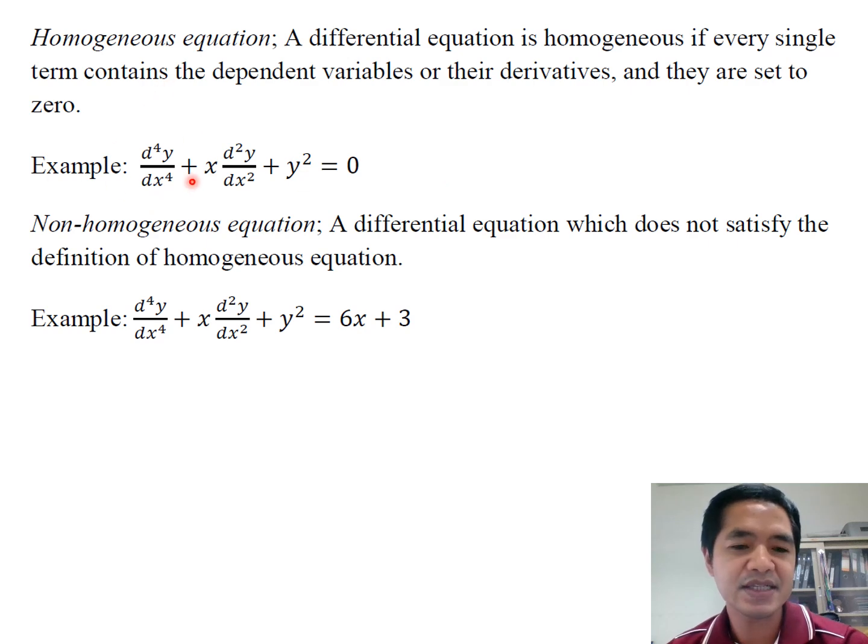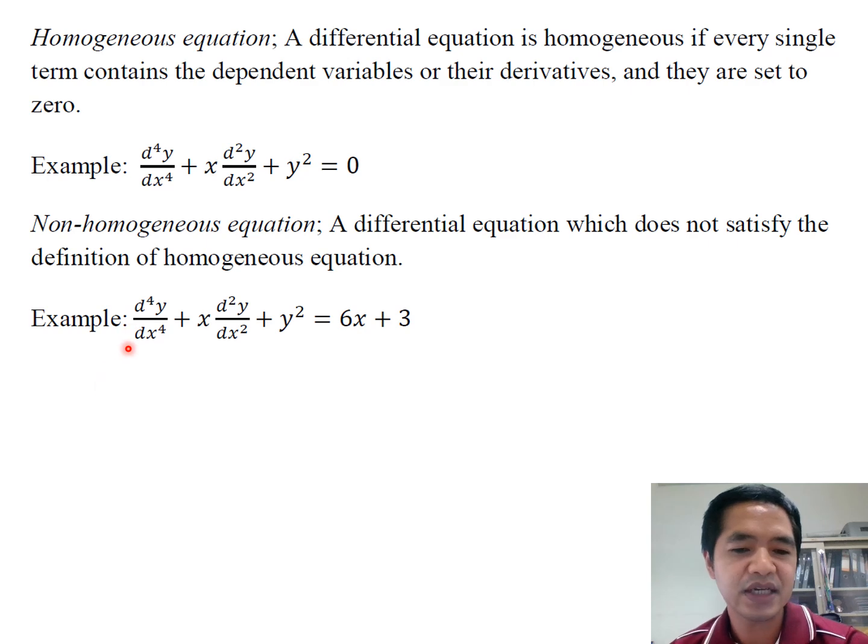So look at this example. The first three terms contain dependent variables or their derivatives. This is the dependent variable, and this one is the derivative form, and they are set to 0. So this is a form of homogeneous equation. For the non-homogeneous equation, this means a differential equation which does not satisfy the definition of homogeneous equation. So if it is not a homogeneous equation, it is a non-homogeneous equation anyway.